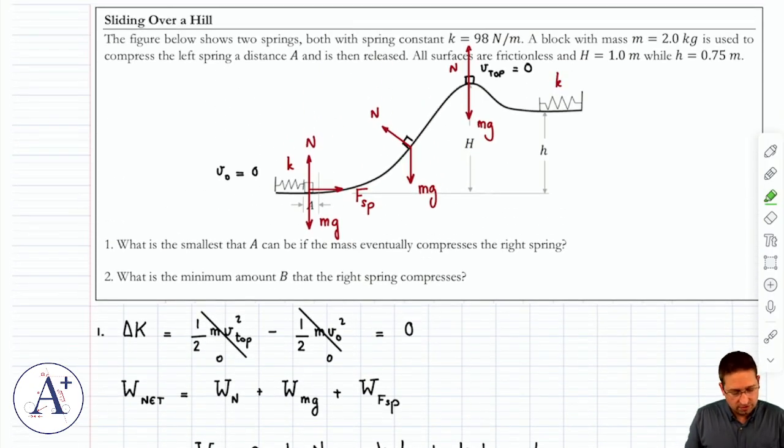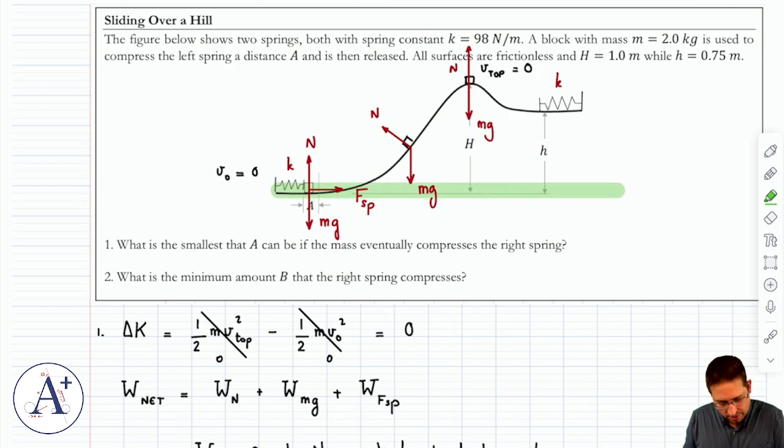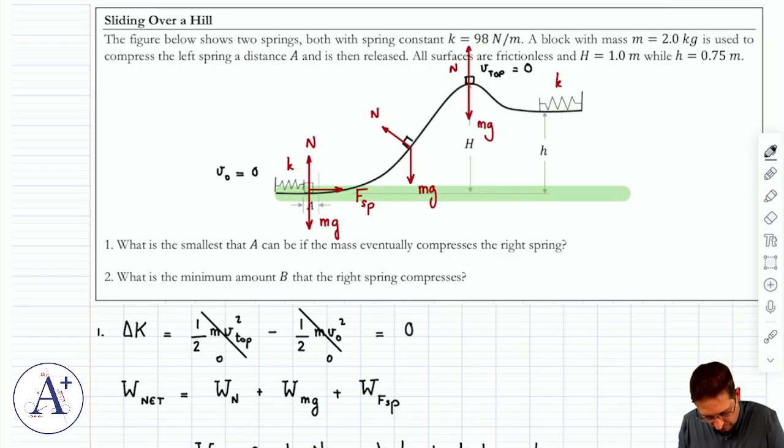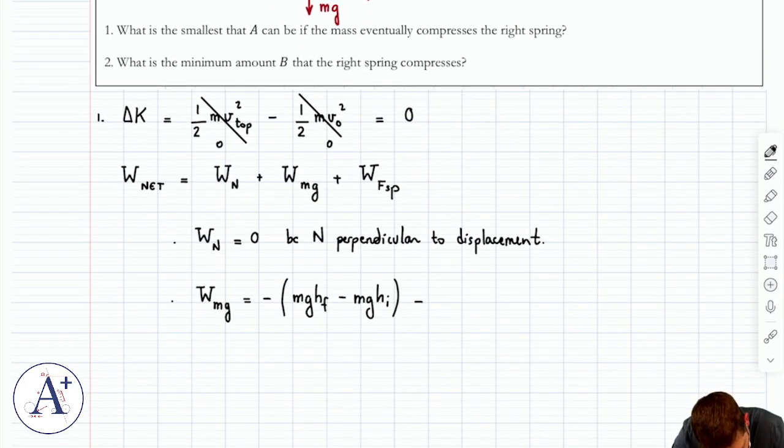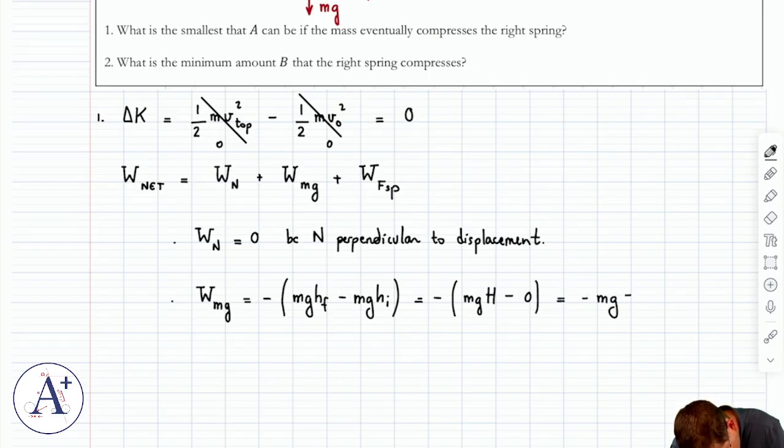Okay. Now if you're giving me the choice, I'm going to tell you right now, I'm going to make the ground my reference for gravitational potential energy. Right? So U gravitational is going to be 0 at ground level. So initially, no gravitational potential energy. But when you're up here at a height h, you have plus mgh. So mgh final is going to be mg big H, minus, there's no initial gravitational potential energy, so this is minus mg big H.